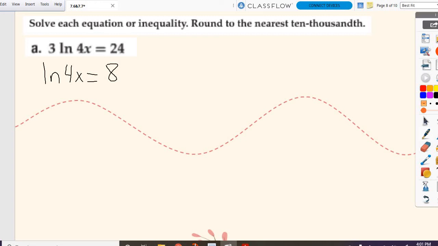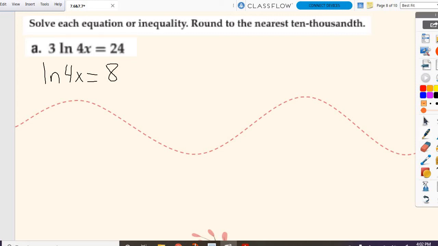Now please be careful, because remember our natural log and all of our logarithms are operators. So I am taking the natural log of 4x. So just like if I had the square root of 4x, I can't get rid of the 4 without taking the square root of it. Here, I can't get rid of the 4 without taking care of that natural log first. So please don't try and divide by 4, because again, it's inside of my natural log. So we need to undo that first.